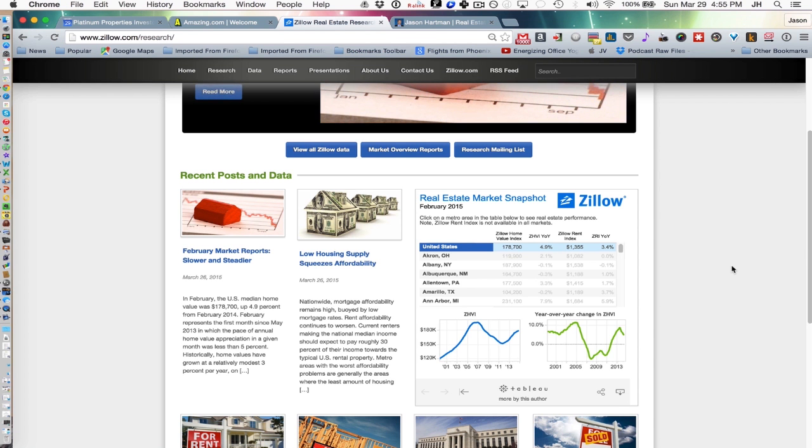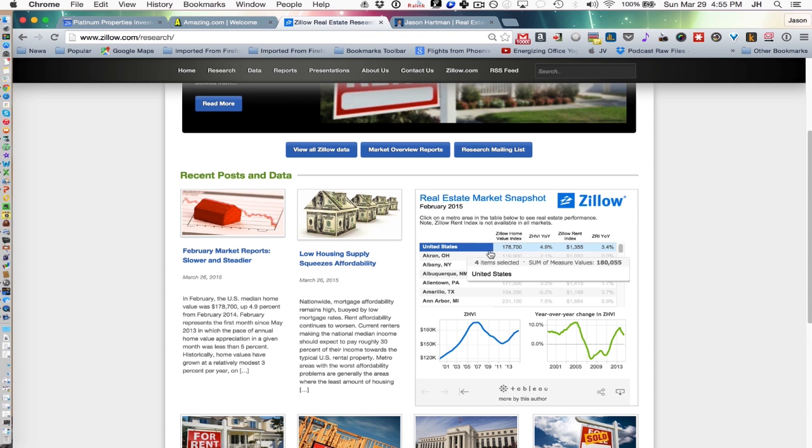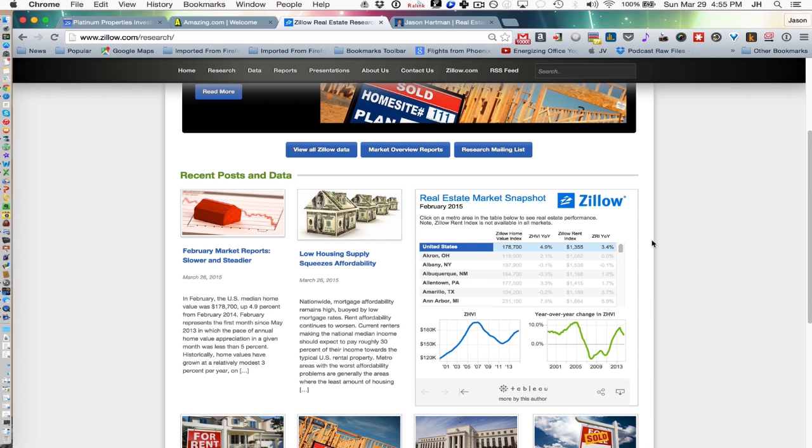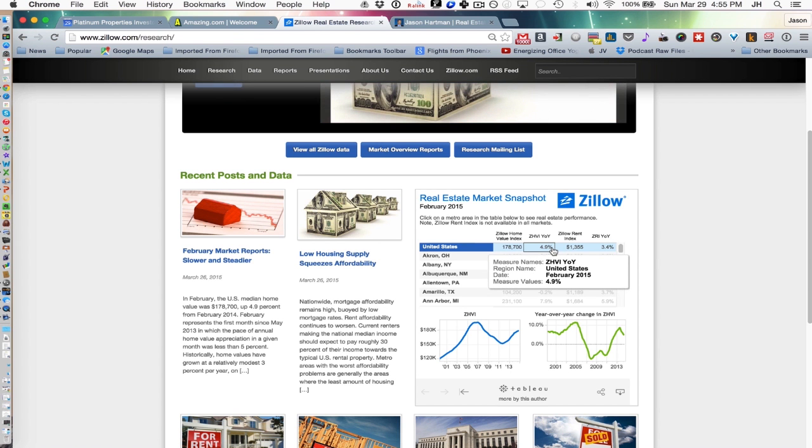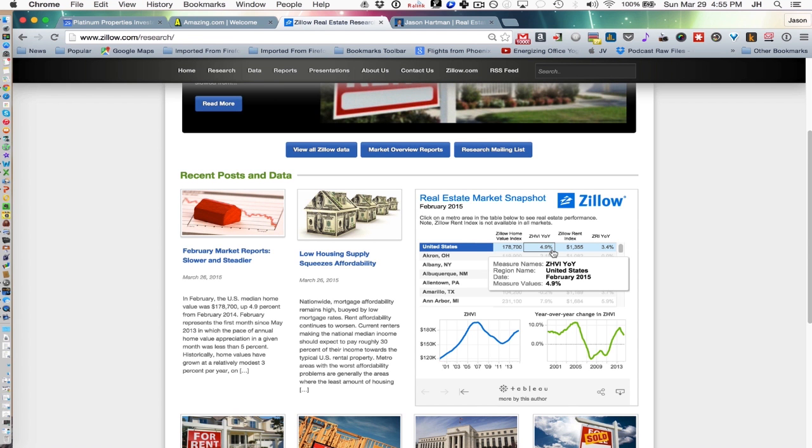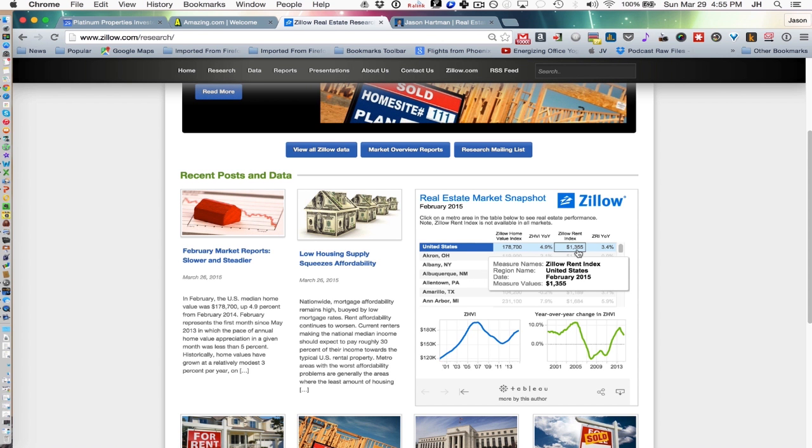So when we look at the country, we see that the Zillow Home Value Index is showing 178,700. And for speed here in these lessons, I'm just going to round off, okay? So let's call it $179,000. And the year-over-year change in that number is 4.9% appreciation that we've had over the past year. And the rent index is $1,355, and the year-over-year changes, rents are up by 3.4%. So that's what the country's doing overall. So that's kind of our baseline.